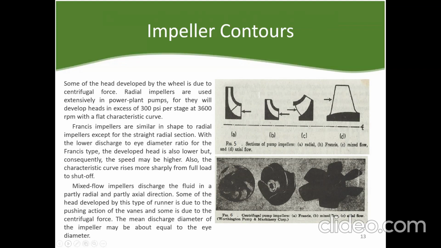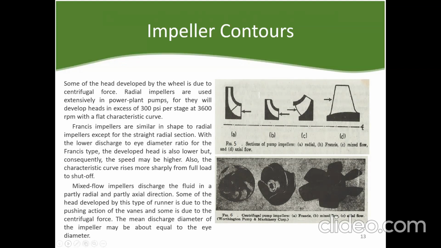Some of the head developed by the wheel is due to the centrifugal force. So radial impellers are used extensively in power plant pumps, for they will develop in excess of 300 psi per stage at 3,600 RPM with a flat characteristic curve.